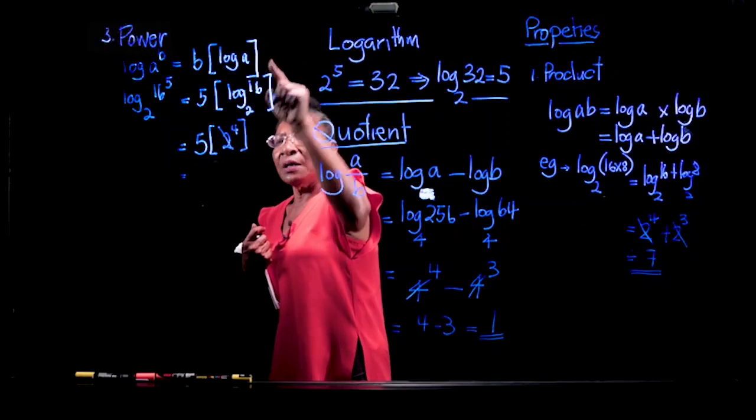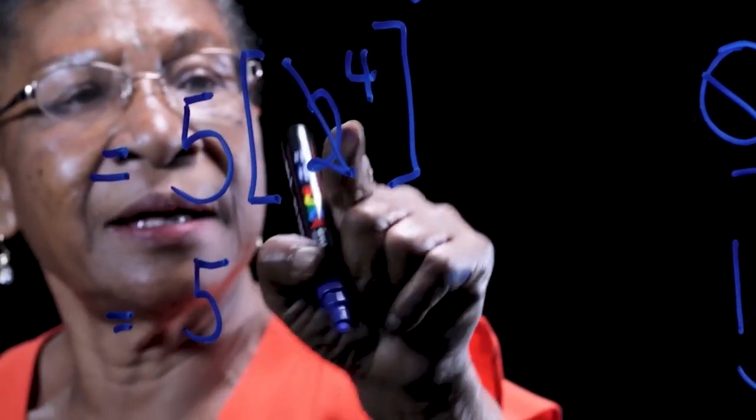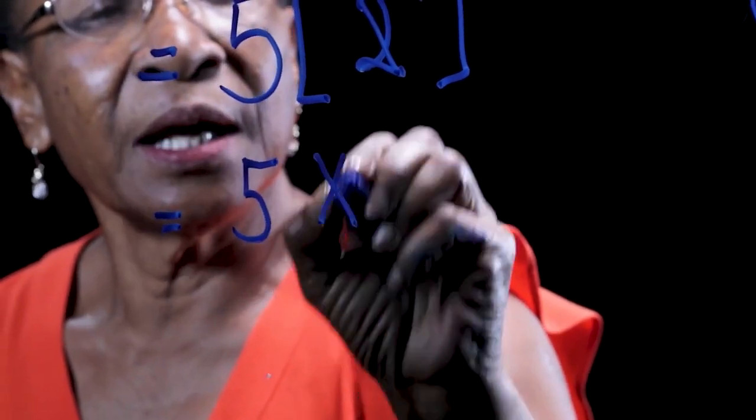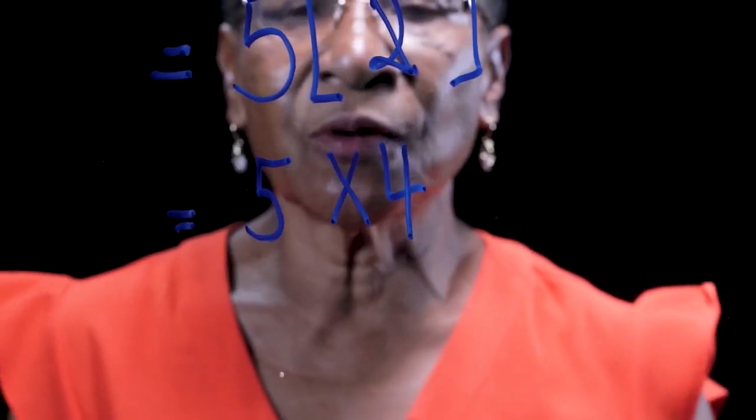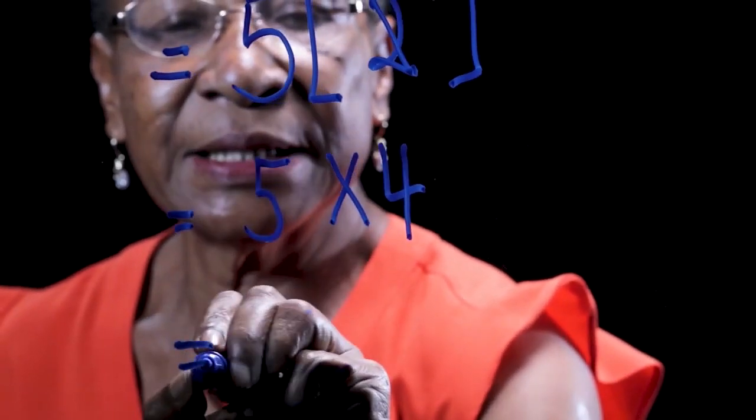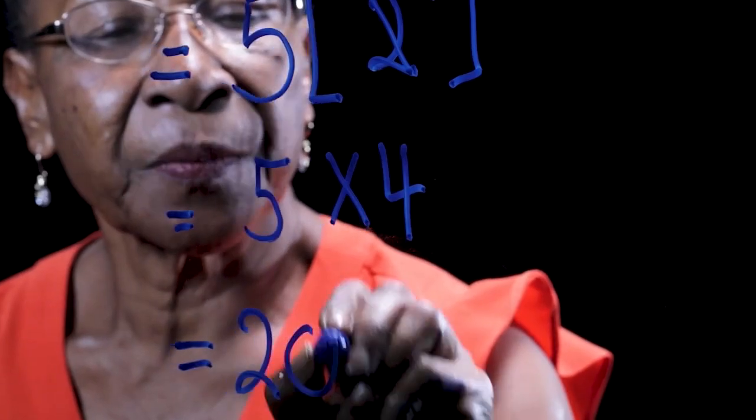You multiply the power 5 and the power of 4, and it gives you the product of 5 and 4, and that is equal to 20.